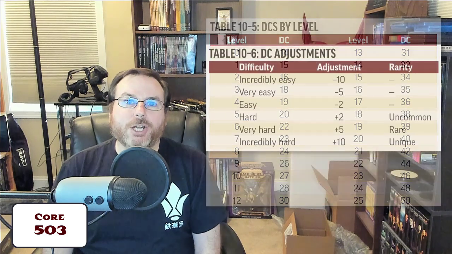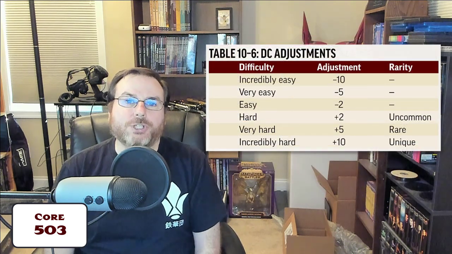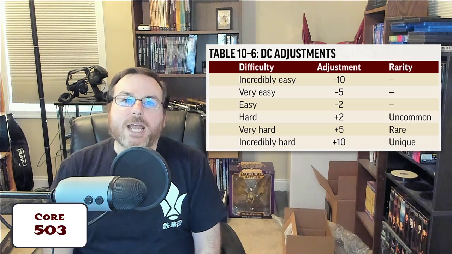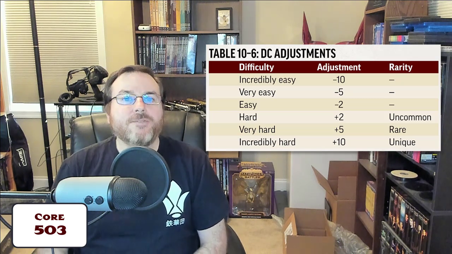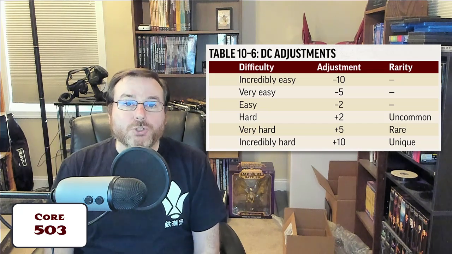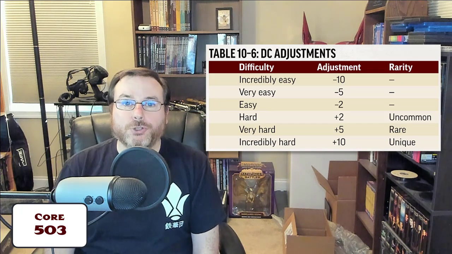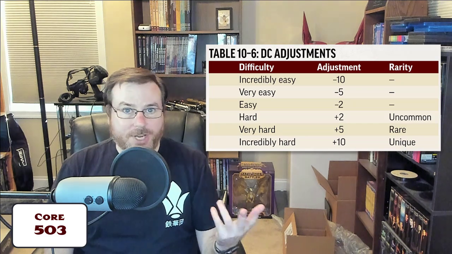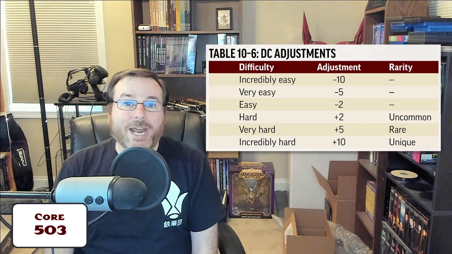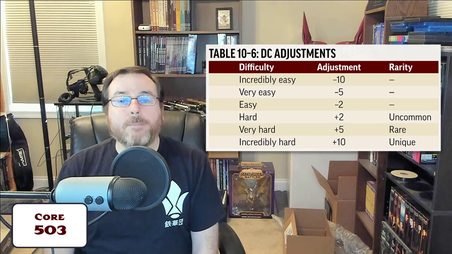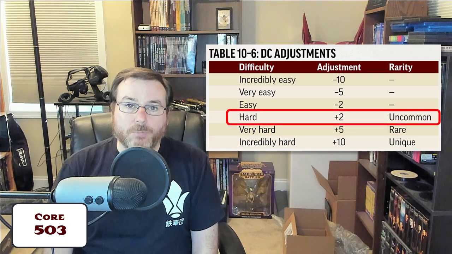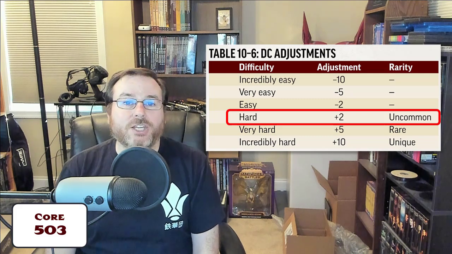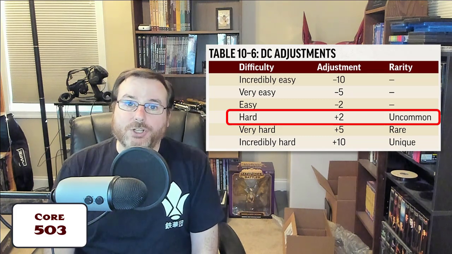Now from there you can check out table 10-6, which is on page 504, and that table gives you some guidance for modifying and adjusting these starting DCs. Most commonly you're going to be adjusting due to rarity. So for this same example, if this poison wasn't a common 5th level poison, but maybe it was an uncommon 5th level poison, well then due to that rarity it would become a hard check and you would add 2 to it, making it DC 22.